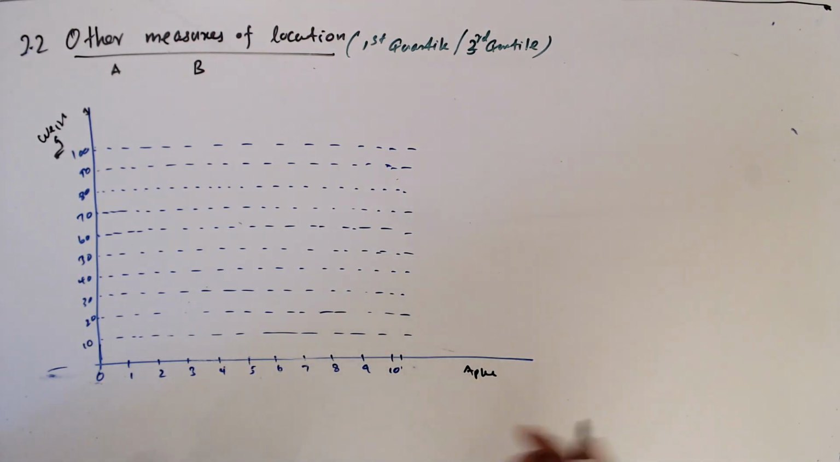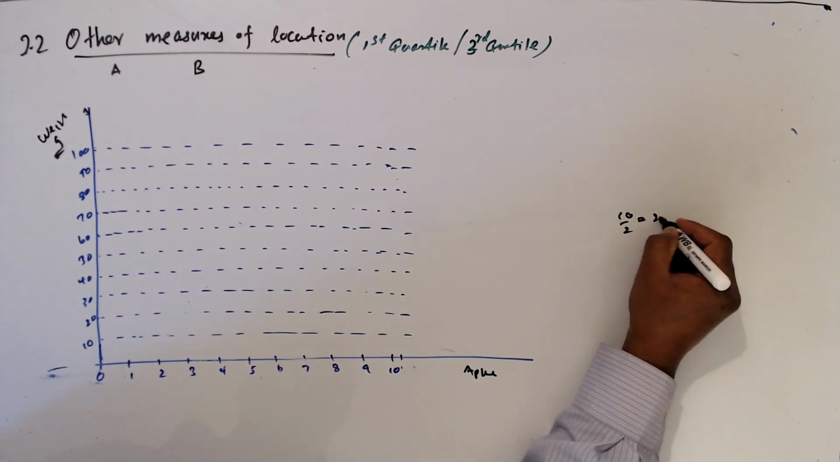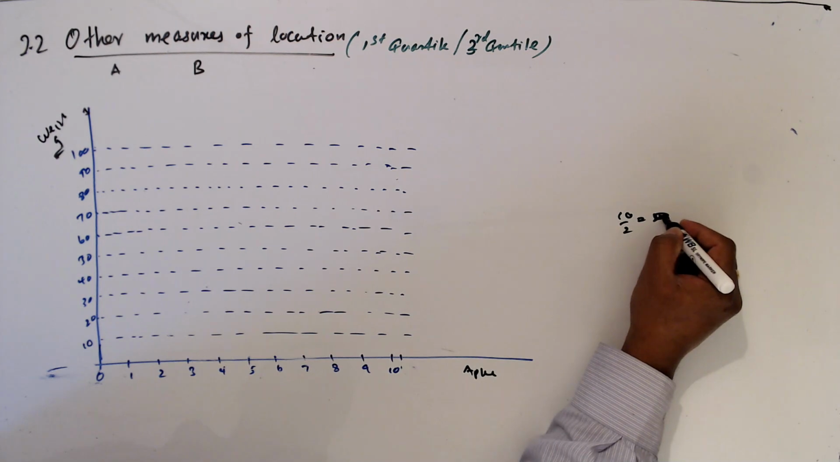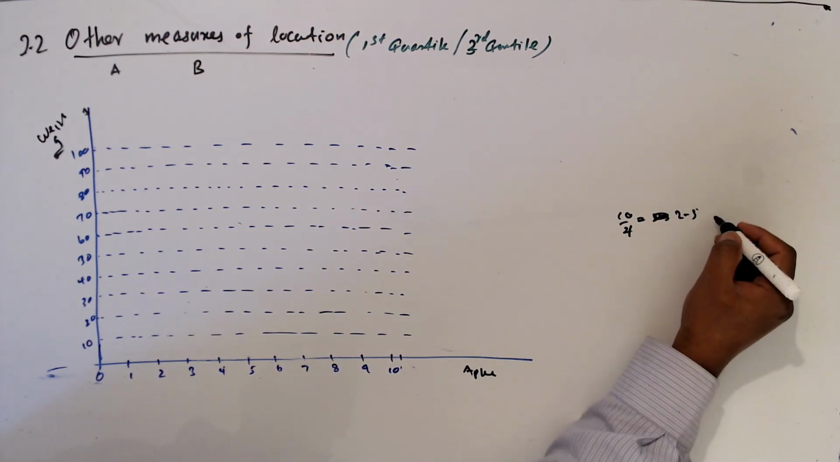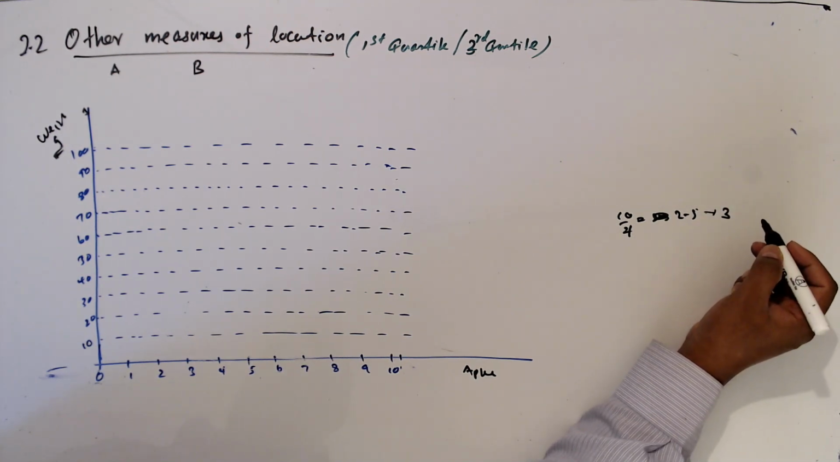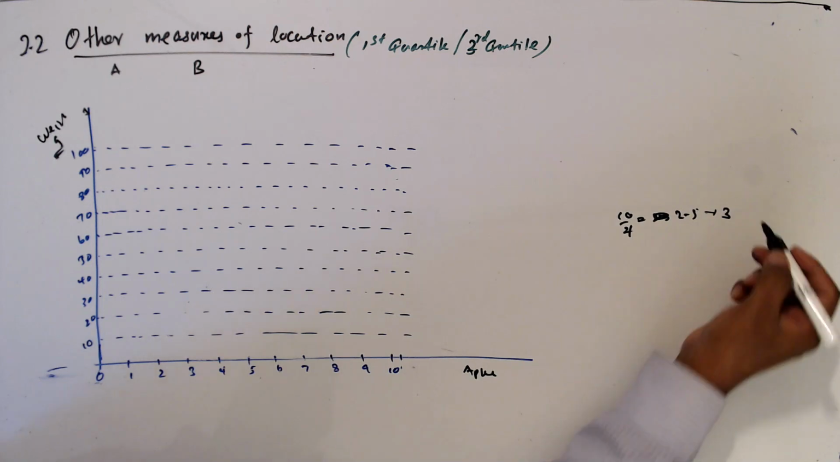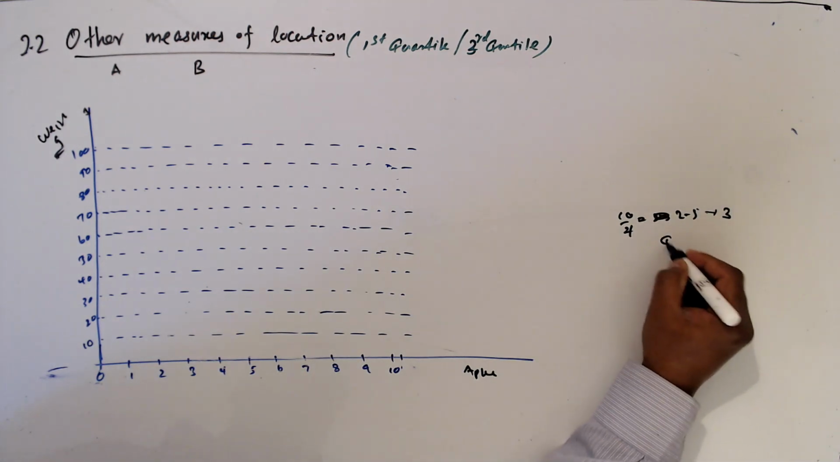What is the first quartile? So 10 divided by 4 is 2.5. So 2.5 rounds up to 3. So the first quartile is 3.